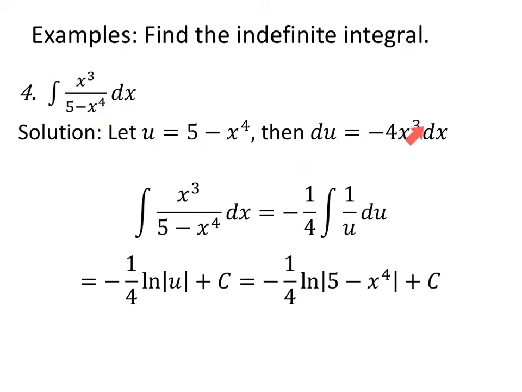du is minus 4x to the 3rd dx. So if I isolate x cubed dx, divide both sides by negative 4, I'll have minus 1/4 the integral of 1 over u du. So x cubed dx is replaced by a negative 1/4 du. 5 minus x to the 4th is replaced by a u in the denominator. Of course, my antiderivative is negative 1/4 the natural log of the absolute value of u, plus our constant of integration. And don't forget, the second substitution is replacing u with 5 minus x to the 4th.